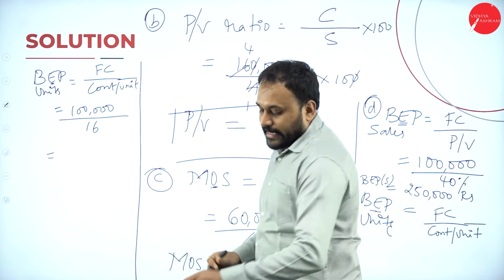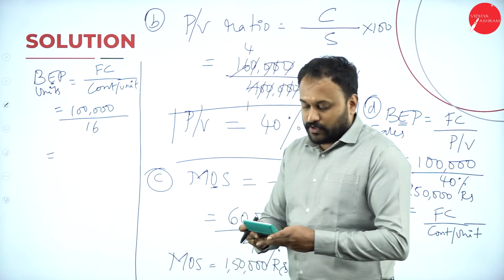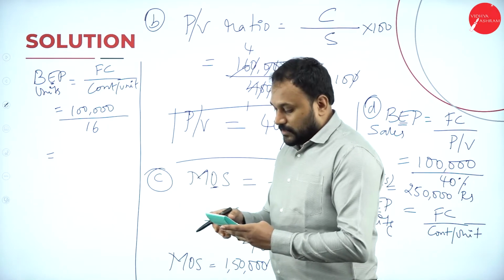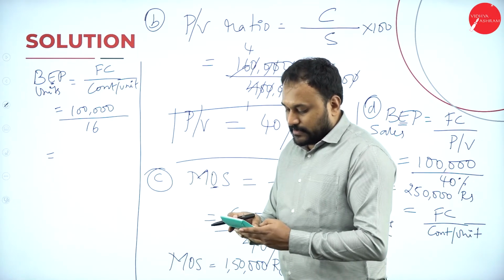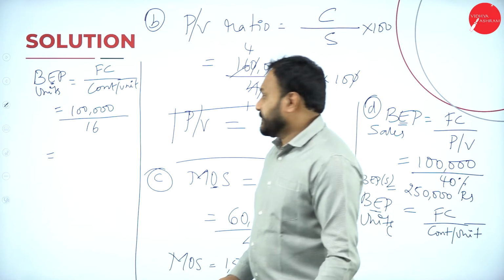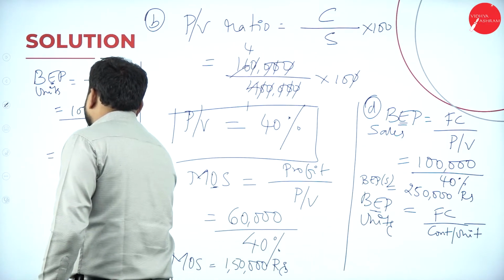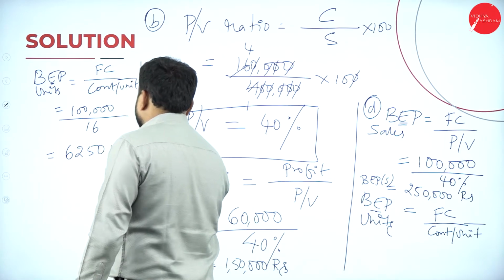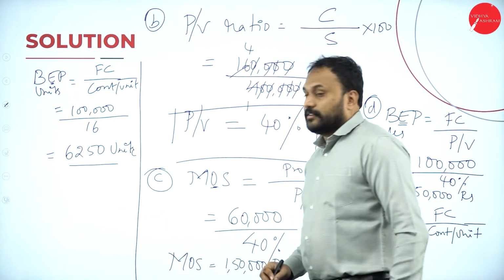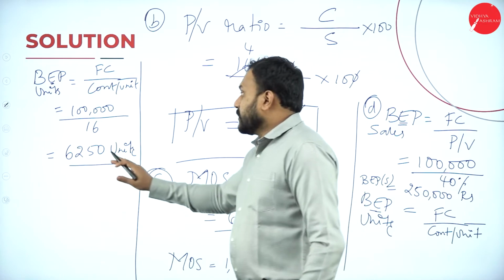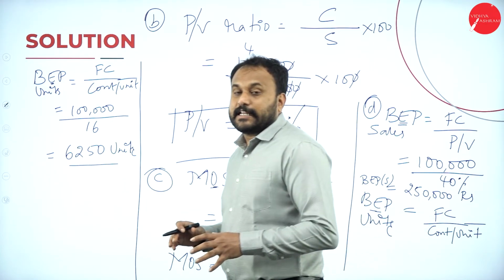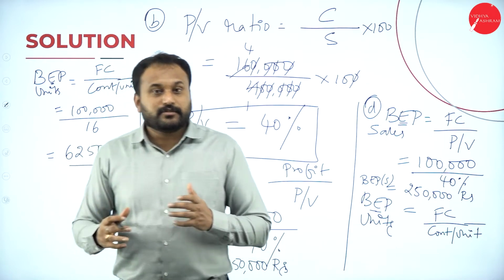Now again take your calculator. 1 lakh divided by 16 is equal to 6,250. That means 6,250 units. This is what you are supposed to calculate. Hope you people are able to understand what exactly we are supposed to go with.